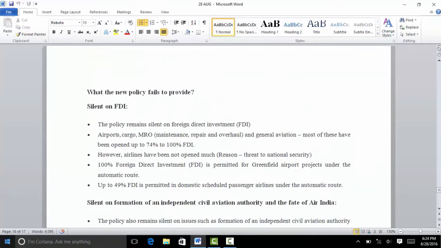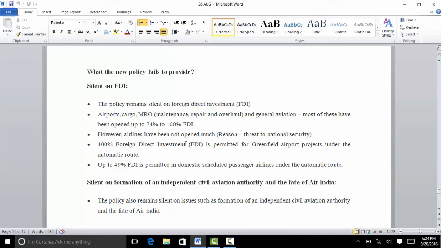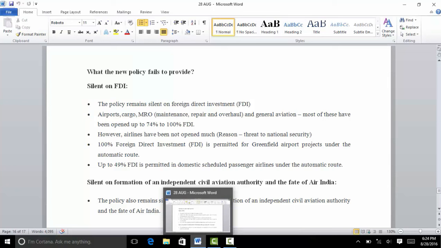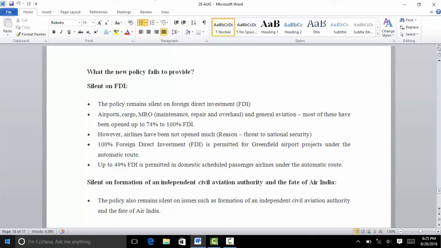So what are the negatives? There are very few negatives being discussed. One is, it's silent about FDI. Second, it's silent about the formation of an independent civil aviation authority. Now the civil aviation authority is under the Ministry of Aviation. There was talk about creating an independent, impartial authority. It's very important in the context of Air India. Air India is still being kept afloat with public money, right? If there were an independent authority, such cross subsidization with public money wouldn't happen. So the policy's negative points are silence about some very critical aspects: FDI and the fate of Air India.